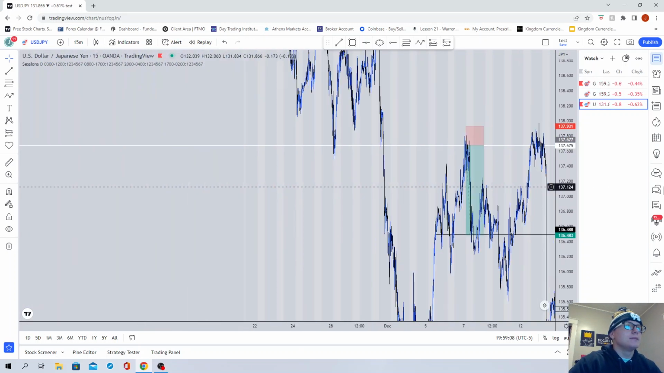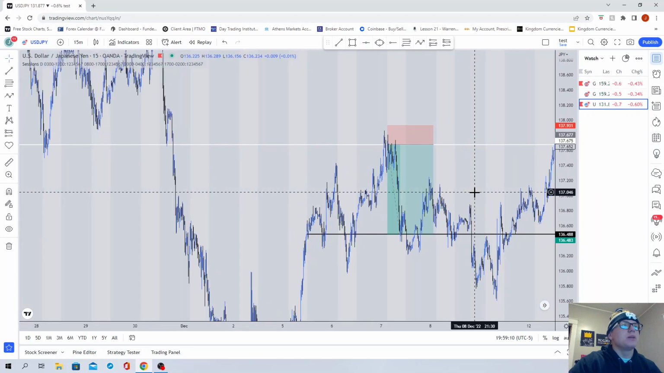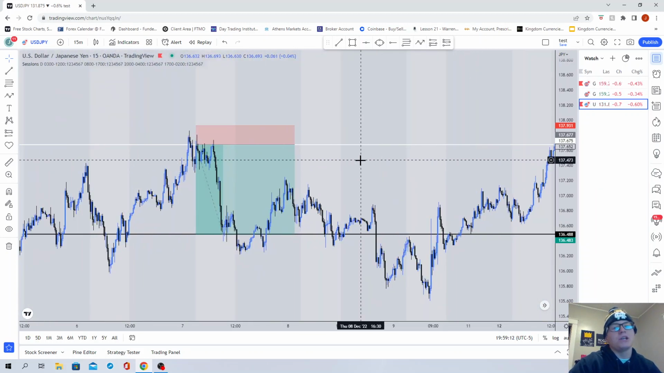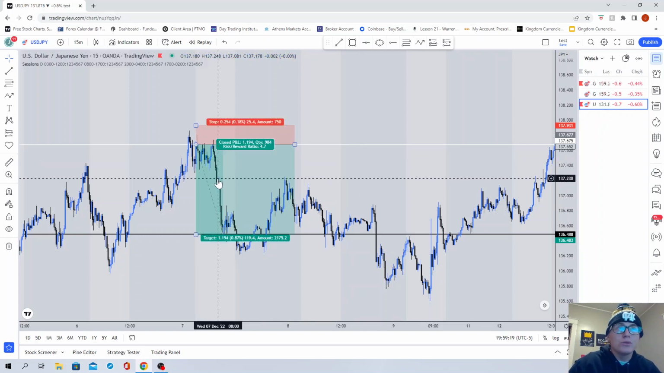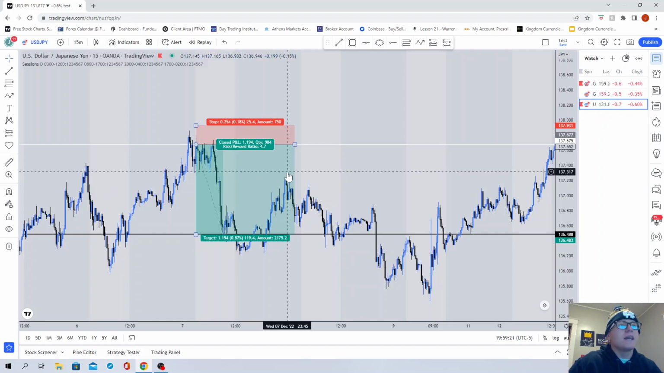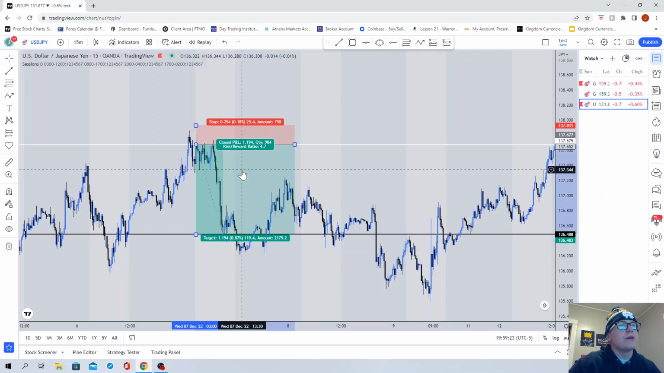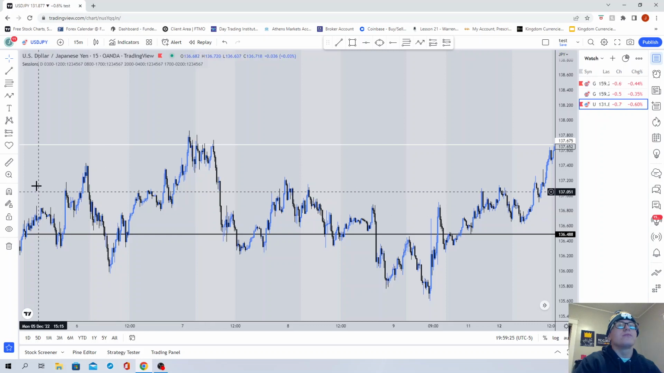Okay, so that's how I set my stop loss based off of support and resistance. So now you know how I set my stop loss based off of market structure, and now you know how I set it based off of support and resistance. I have two different ways of setting my stops, and then the next example, I'm going to show you how I do it based off of my breakout strategy.